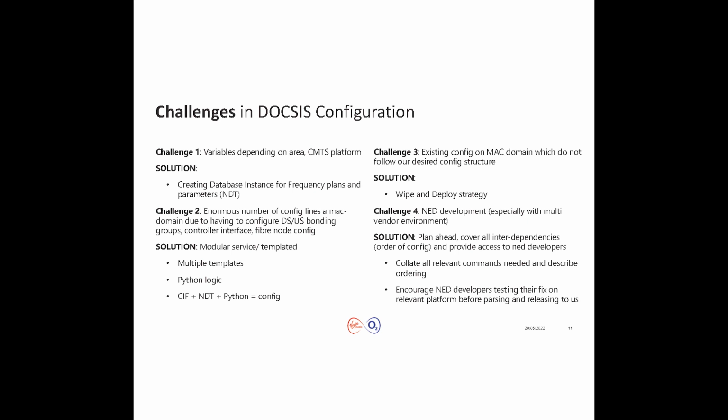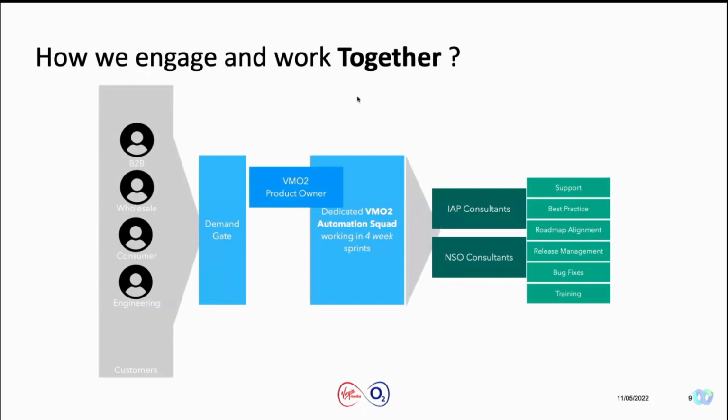Yeah, so this is how we engage and work together. We have a dedicated team in VMO2 that is dedicated to network automation. We have adopted the Scrum framework for agile software development. We have all of these customers in the B2B wholesale consumer engineering lines of business, and they come to us and give us requirements through a demand gate, and the product owner owns and grooms the backlog. We work in 4-week sprints.